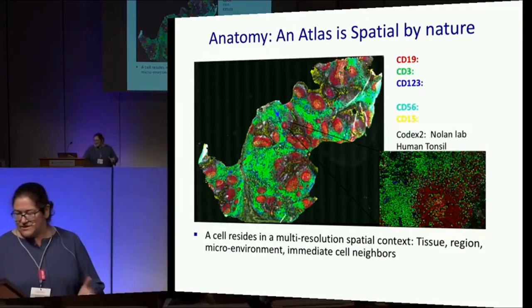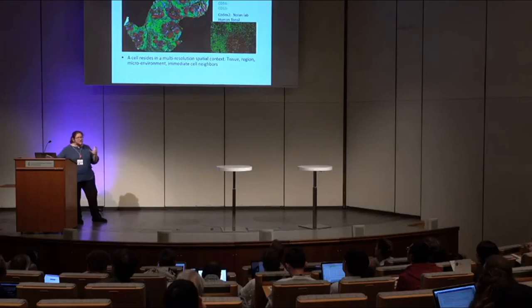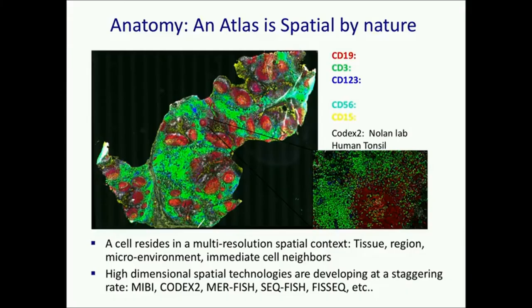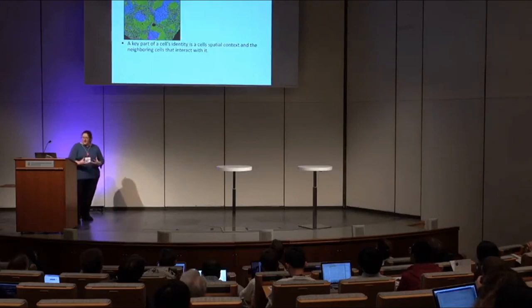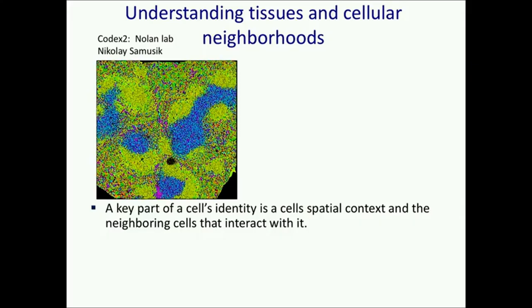And basically, a cell resides in this multi-resolution environment: tissue, region, microenvironment, all the way down to its immediate neighbors. And we have to actually begin looking at that as a big component. And as Gary so eloquently showed, there are a few technologies here that really allow us to begin gauging it at a high dimensional level. And again, this adds another layer of abstract definitions that we're going to have to understand.